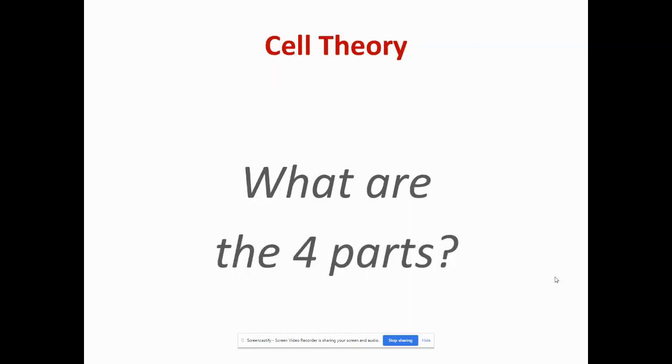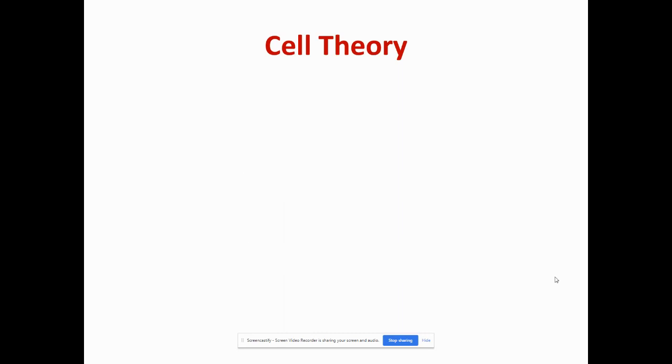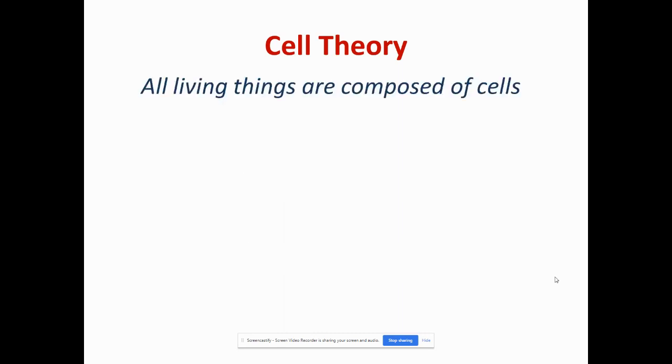Now a refresher on cell theory. What are the 4 parts of cell theory? All living things are composed of cells, so that means everything that's living is made of cells. It's either made up of one cell or it's made up of many different types of cells. Like humans have many different types of cells.